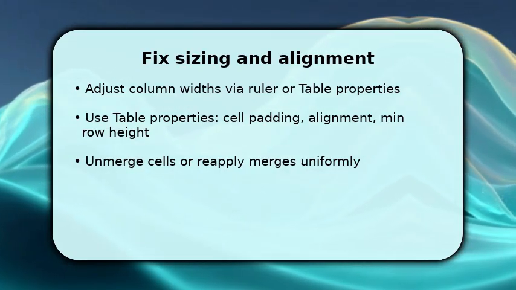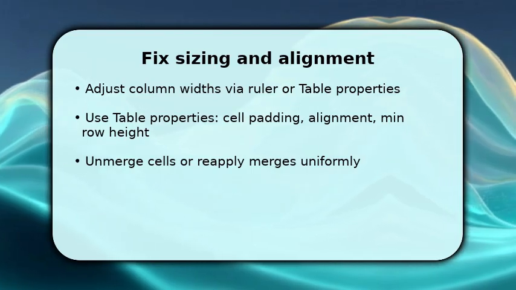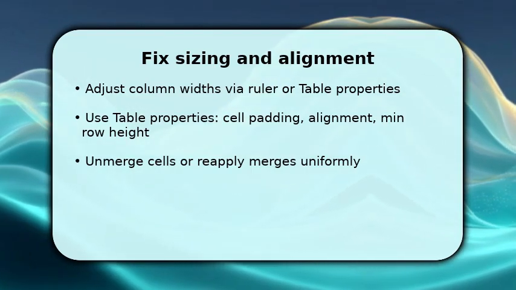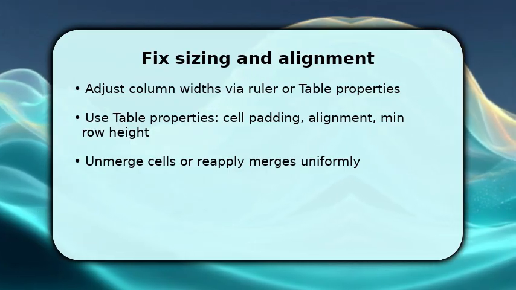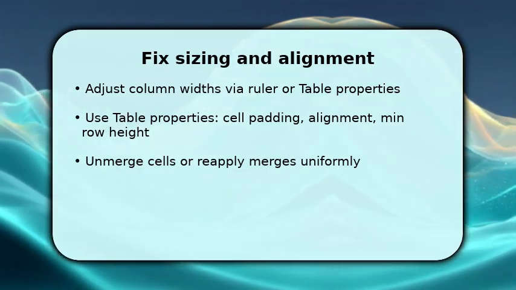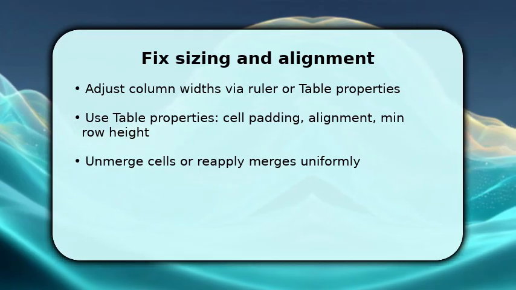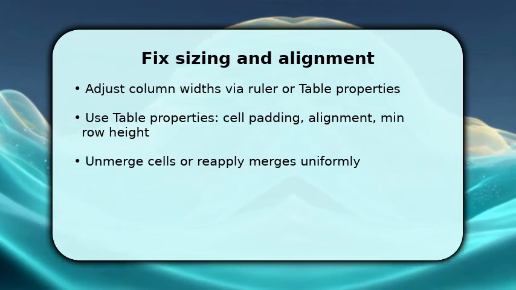If merged cells break the layout, unmerge them, then remerge using the same pattern across the table so nothing shifts unexpectedly. Make sure to use the ruler for fine-tuning and test by typing sample text in several cells.